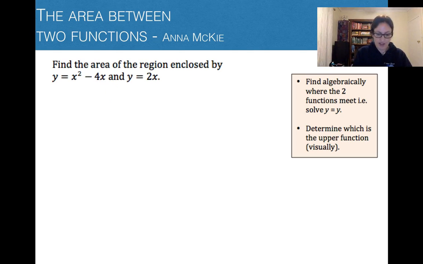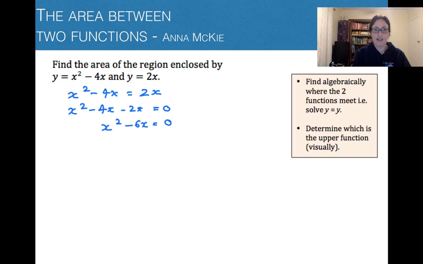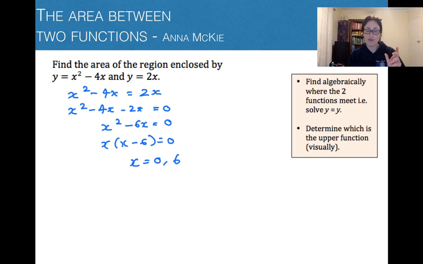And we have x squared, take 4x, is equal to 2x. And we're going to solve for x. So rearranging, so all those algebra skills that you learnt in previous years, solving here. So we have x squared take 6x, and solve for x, so we need to factorize here, common factor of x, and therefore our two values are 0 and 6. So they meet when x is equal to 0 and x is equal to 6. So they're going to be our bounds, upper and lower bounds. But now which one is the upper function? Which one's sitting higher? Well, this is where we need our calculators.